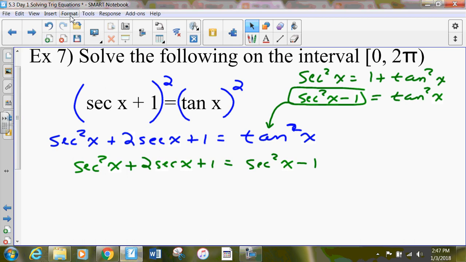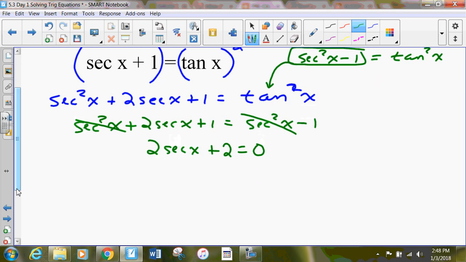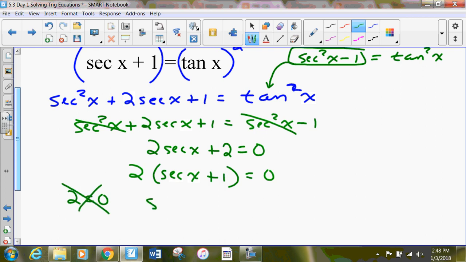Let's subtract the secant squared x from both sides. Oh, it goes away, right? Let's add the 1 to both sides. So we get 2 secant x plus 2 equals 0. And thank goodness we can factor out the 2. Factoring is awesome. So we divide both terms by 2. And then we get, well, one funny thing: 2 equals 0, which can never happen, or secant x plus 1 equals 0.